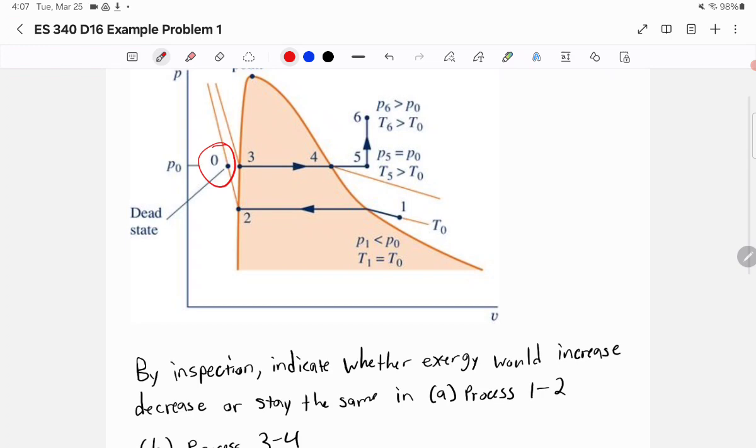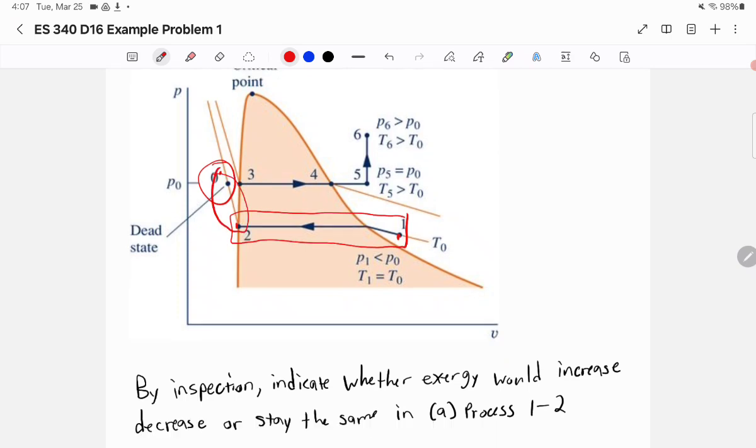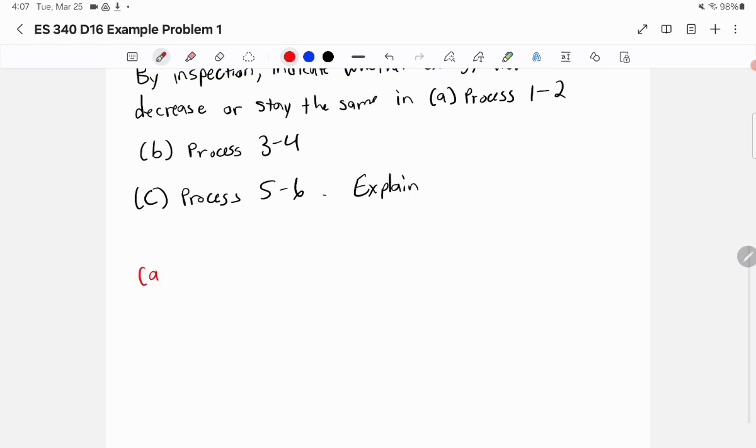So let's look at process 1 to 2. That's this region right here. And we can see that as we go along, the pressure decreases, and the temperature stays the same. Okay, so the pressure is decreasing, and you can see that going from point 1 to point 2, we get closer to the dead state. So if we're closer to the dead state, then the exergy is decreasing, right?